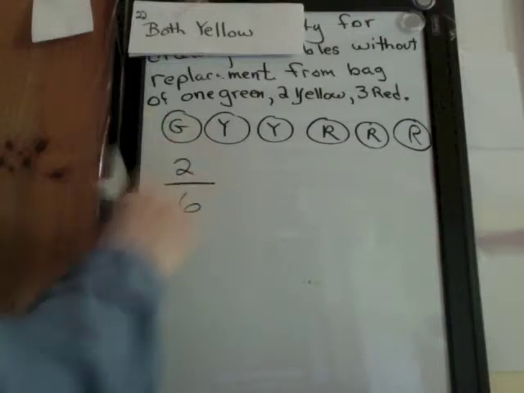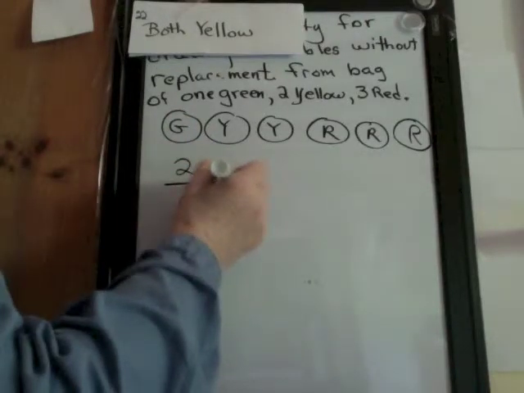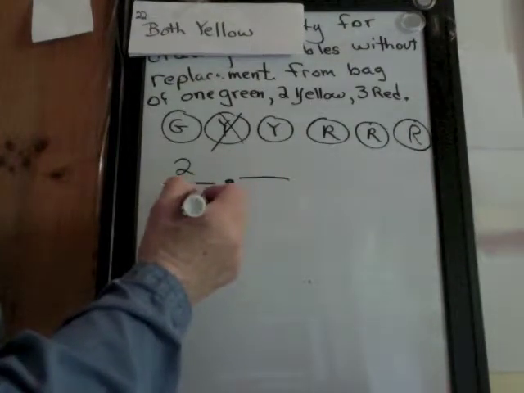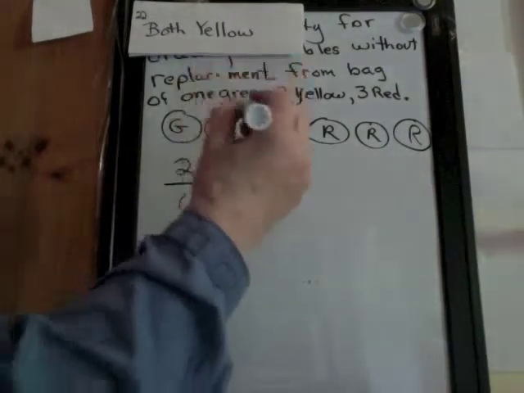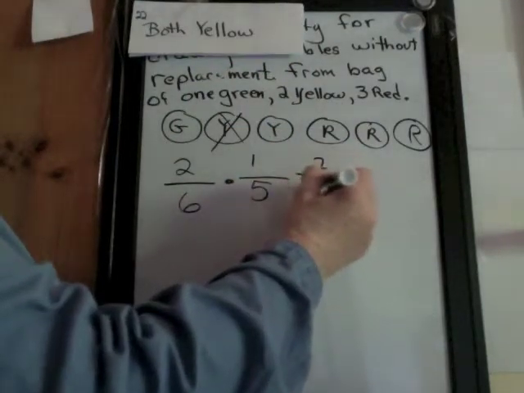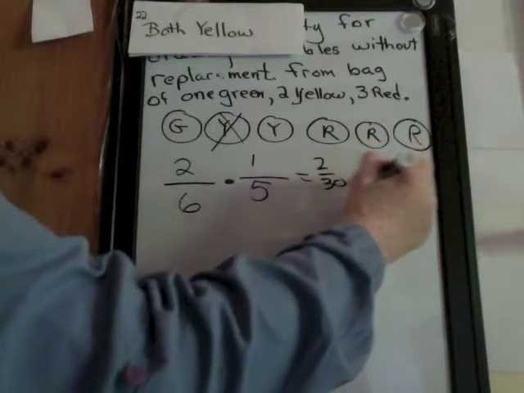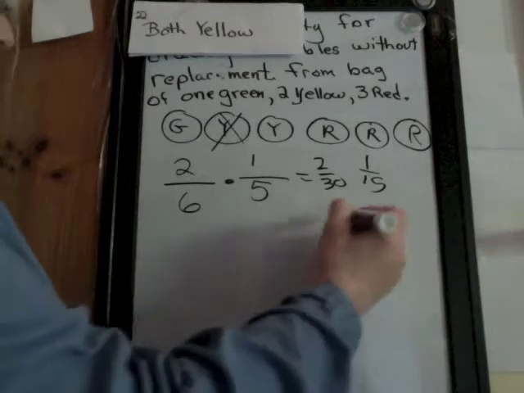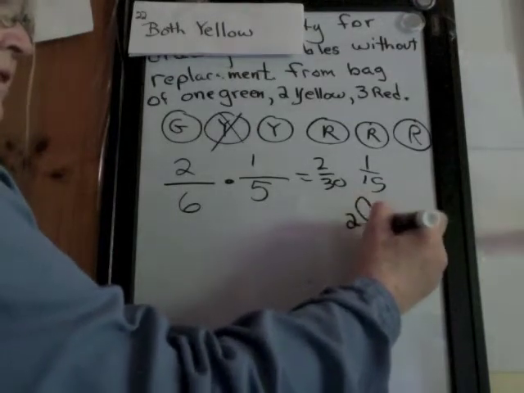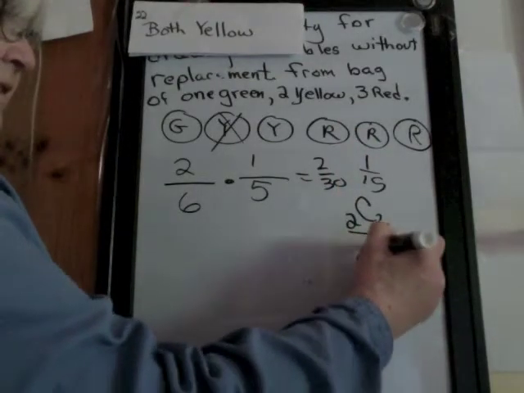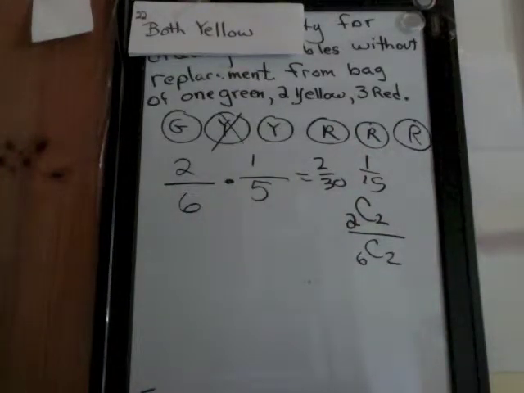2. So I have a 2 out of 6 chance to get a yellow the first time, but I picked a yellow. So now, what are the chances I can get a yellow on the next one? 1 out of 5, right? And so this ends up being 2 out of 30 or 1 out of 15. And again, if you want to use the buttons on your calculator, it's 2C2 over, do you remember what the bottom was before? Because that's the same, 6C2. Either method works. Use what you like better.